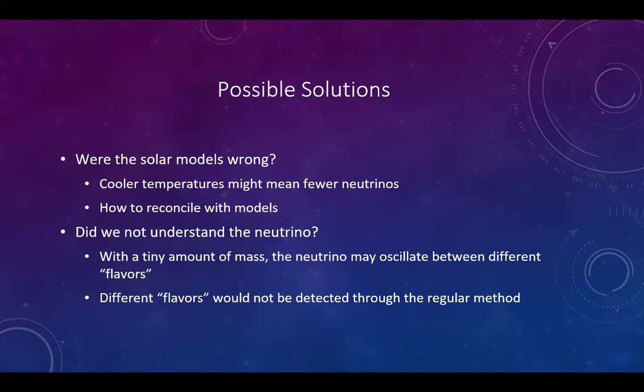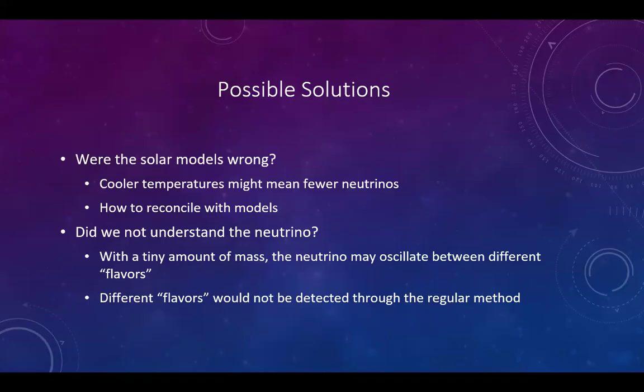So were the solar models wrong? Cooler temperatures might mean fewer neutrinos, and we were having trouble reconciling this. But at the same time, there was actual doubt about the neutrino. We didn't know whether or not it had mass, because it's got a tiny, tiny mass, so it's very hard to tell. Because with a tiny amount of mass, the neutrino might be able to oscillate between different flavors, and different flavors would not be detected through the regular method.